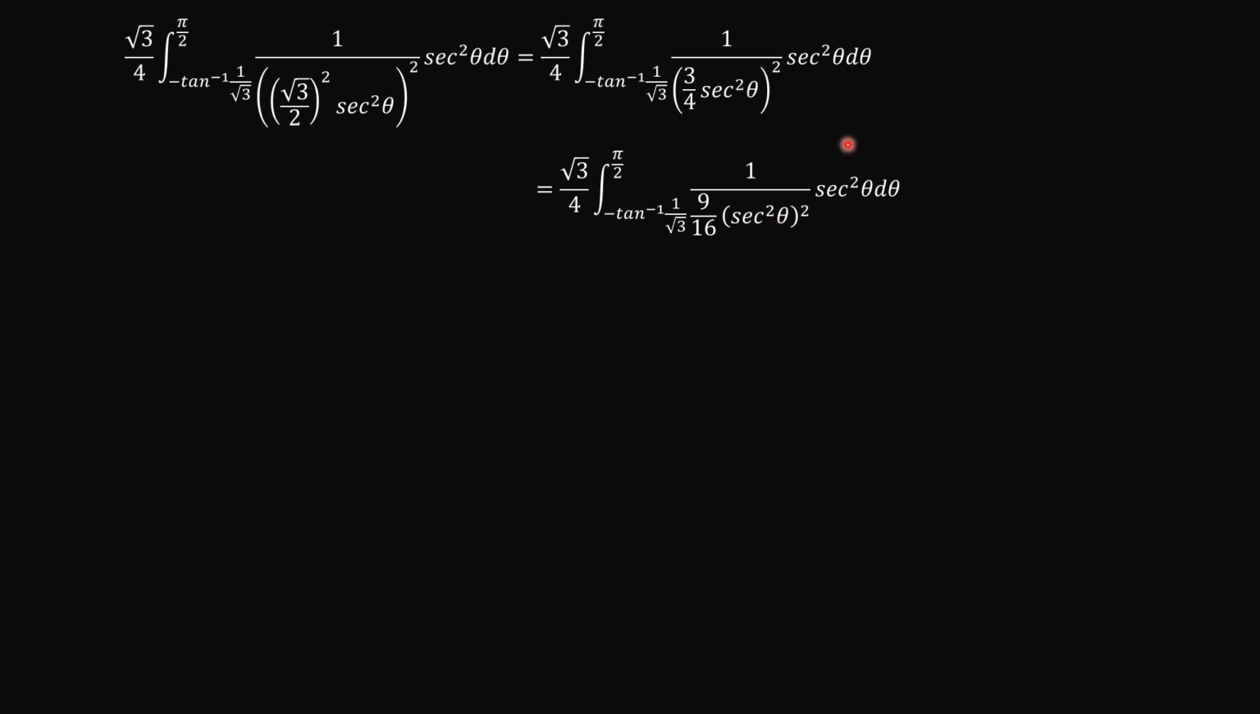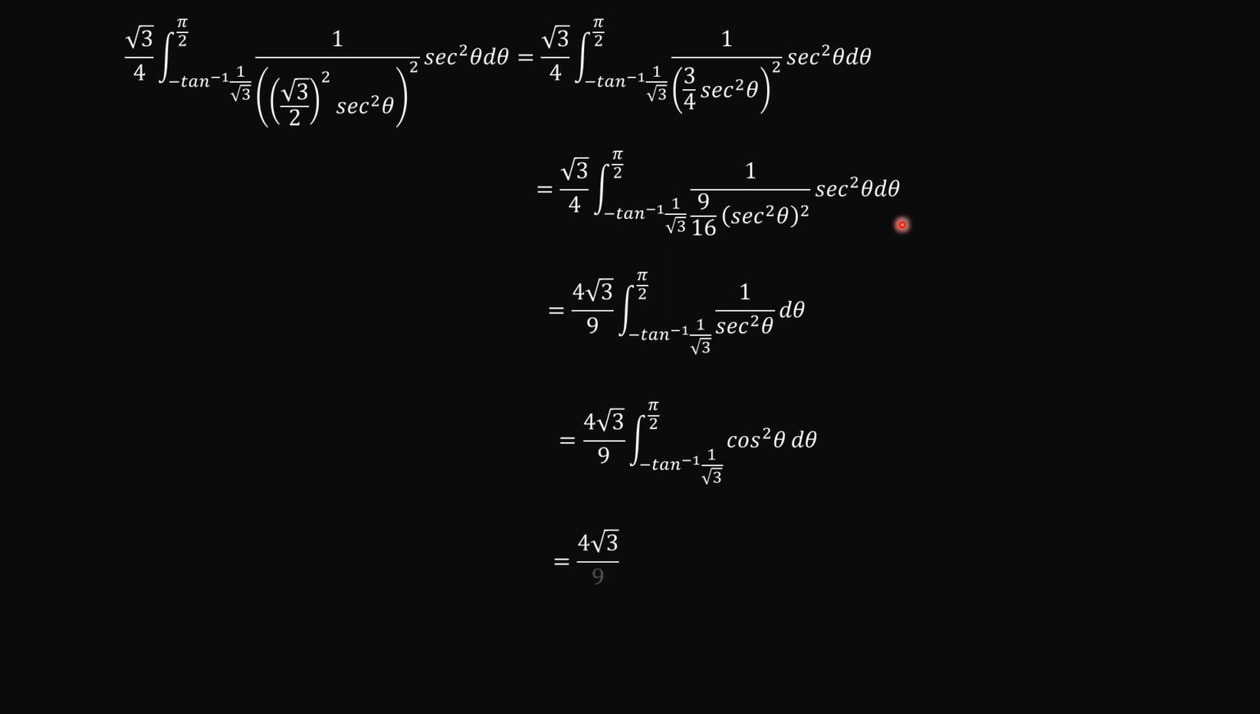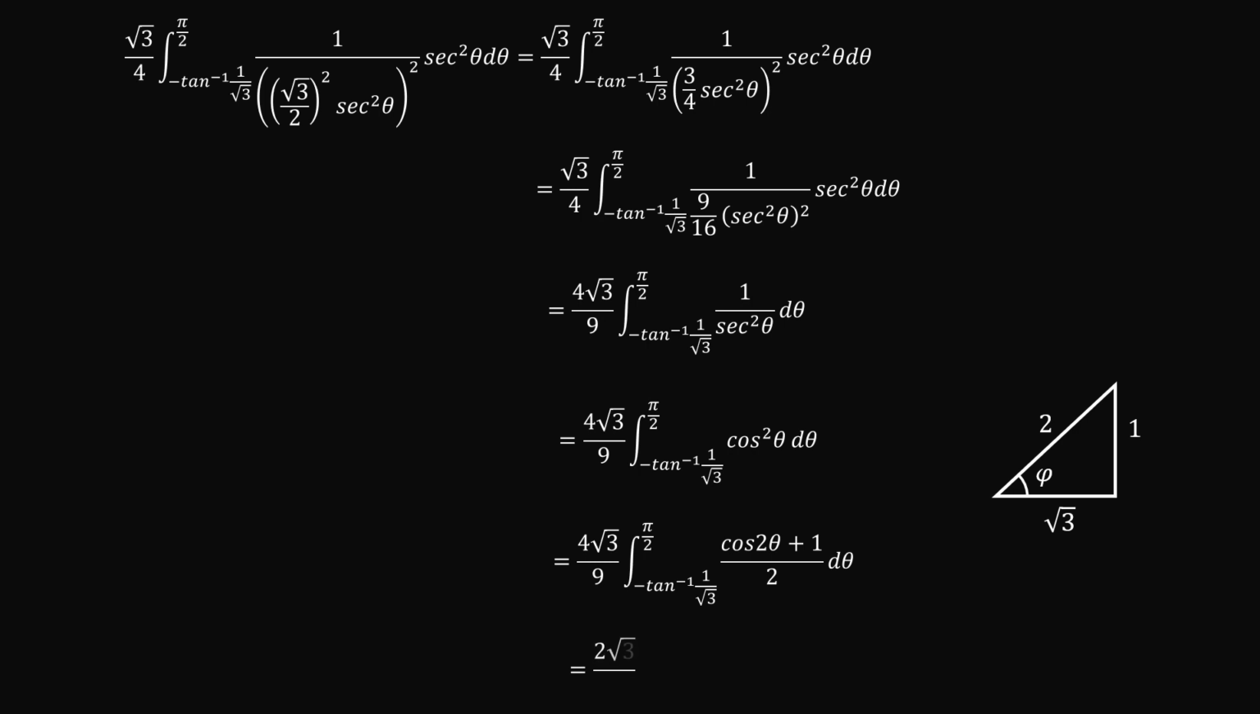and so one of the sec squared theta, as I said, would cancel out, and so we are left with 4 times root 3 over 9 integral from negative arctangent 1 over root 3 to pi over 2 of 1 over sec squared theta, which is cosine squared theta. So using the double angle formula, that's the same as cosine 2 theta plus 1 over 2. Again, we know that arctangent of 1 over root 3 is the same as pi over 6.